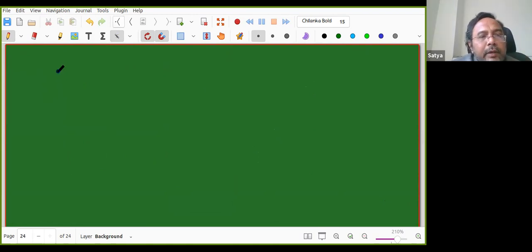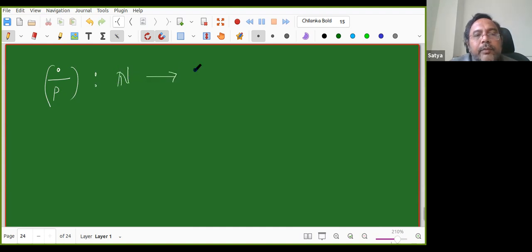See, the Legendre symbol is actually a map. If p is a prime, then it is a map from natural numbers, in fact you can think of integers also, but for our case we take natural numbers, to {-1, 0, 1}. Now we have some number n, and I want to compute (n by p), what is this value.